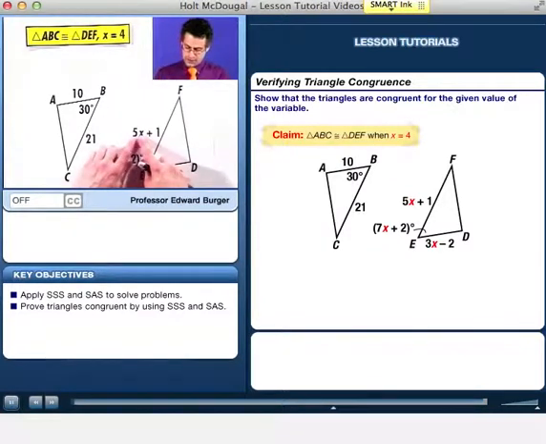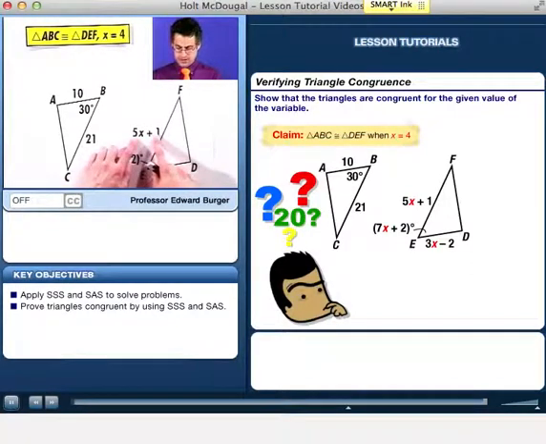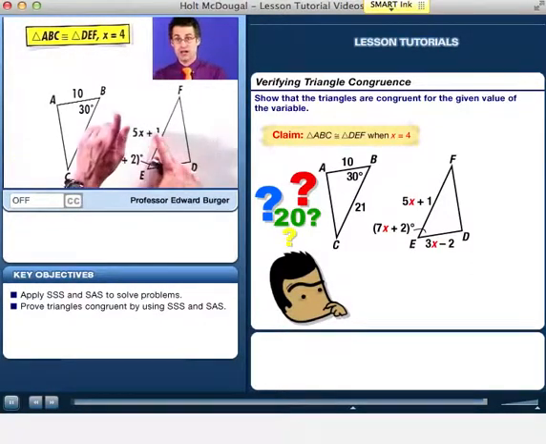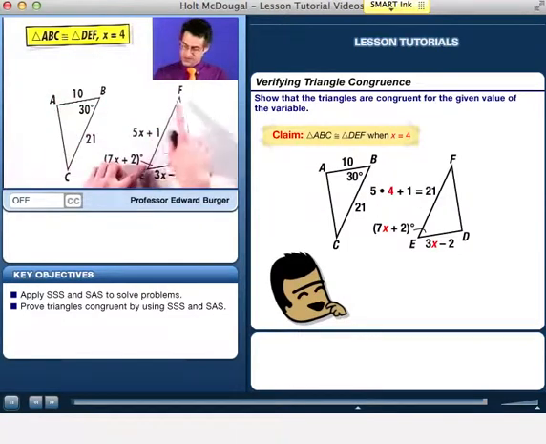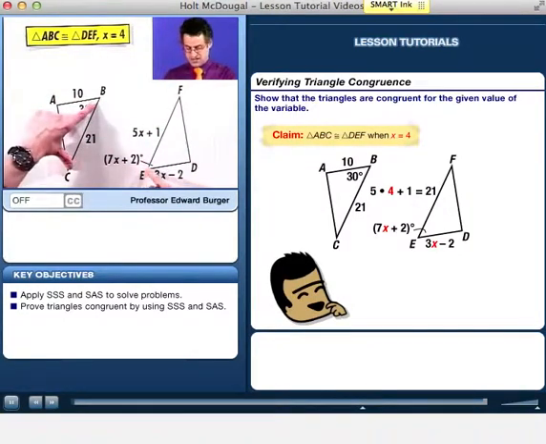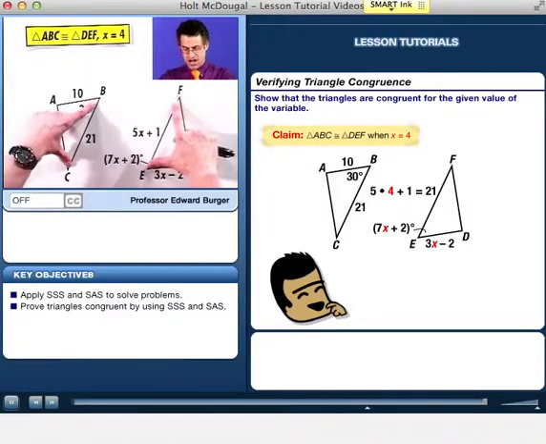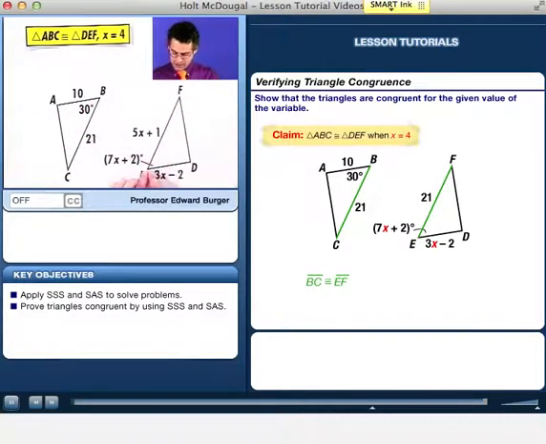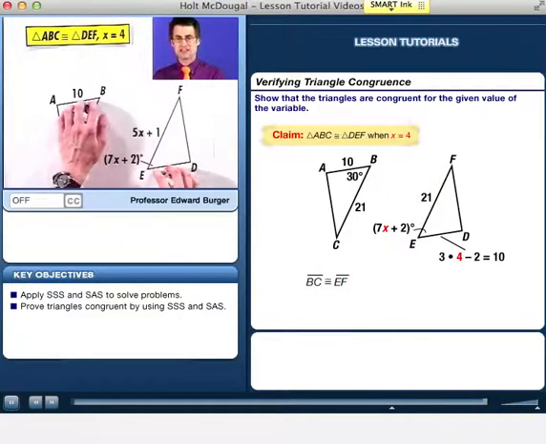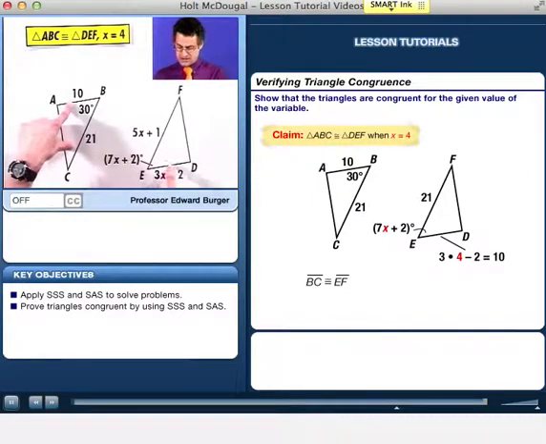If x is 4, then I see that this side has length 20, because 5 times 4 is 20, plus the 1 is 21. So this length is 21, which is identical to this. So these two sides are congruent. What about this side right here? If I put a 4 in for x, I see 3 times 4 is 12, minus 2 is 10, and in fact these lengths are equal, so these two sides are actually congruent.